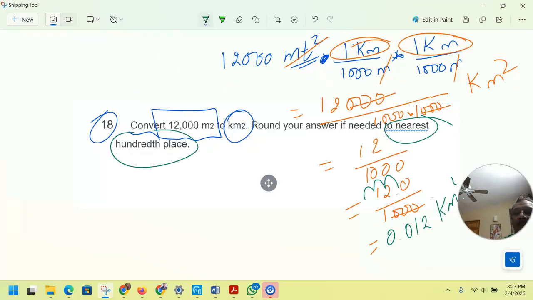Nearest 100th place. So this is 10th place. This is 100th place. So if I want to write nearest, it is 0.01 kilometers square.